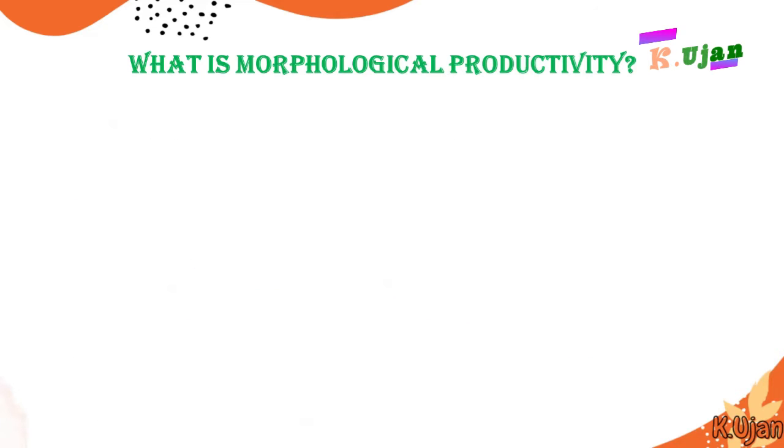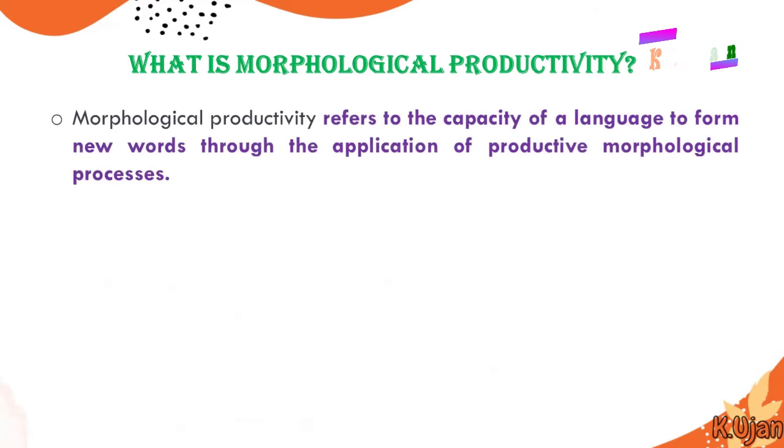Here are more understandings of morphological productivity. Morphological productivity refers to the capacity of a language to form new words through the application of productive morphological processes. So if there is a morphological process in any language, and the language is continuously making new words out of suffixes, prefixes, or stem words, this process is known as morphological productivity.